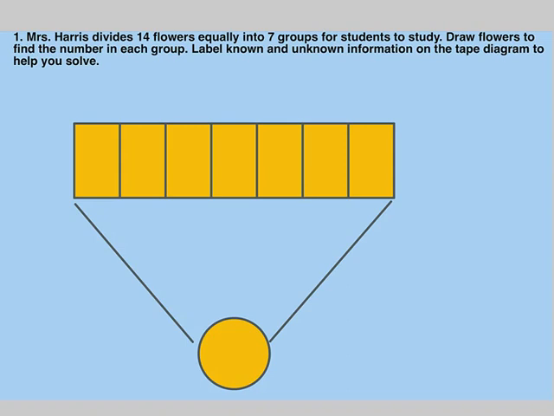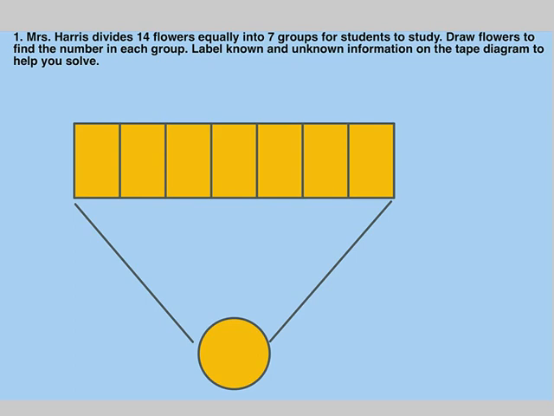Okay, so the question here is, Mrs. Harris divides 14 flowers equally into 7 groups for students to study. Draw flowers to find the number in each group. Label known and unknown information on the tape diagram to help you solve.